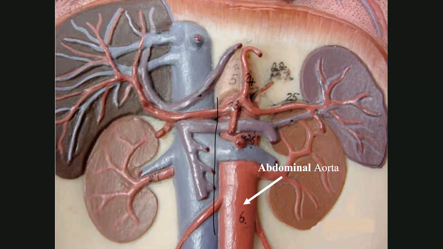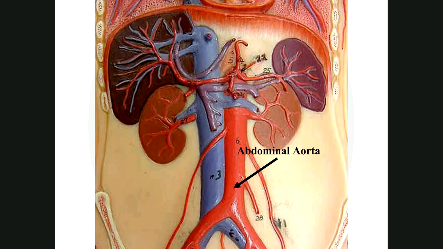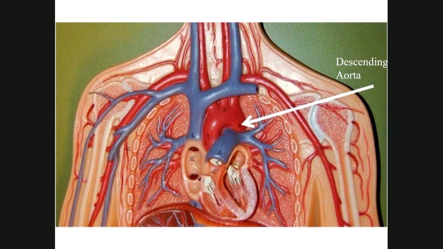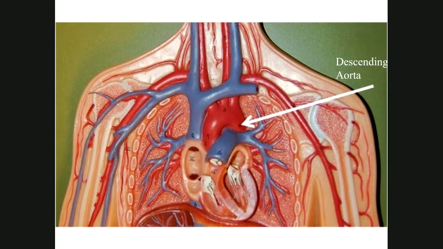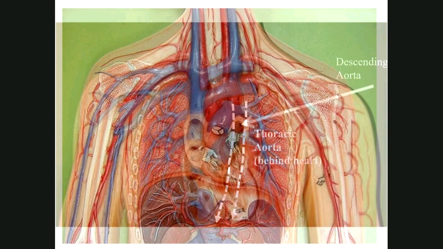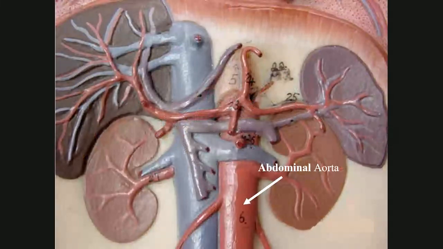And if you follow the abdominal aorta all the way down, it's going to split. Once it splits, its name changes, and it's not the aorta anymore. Any questions about the aorta? So ascending, arch, descending, thoracic, abdominal. Any questions?